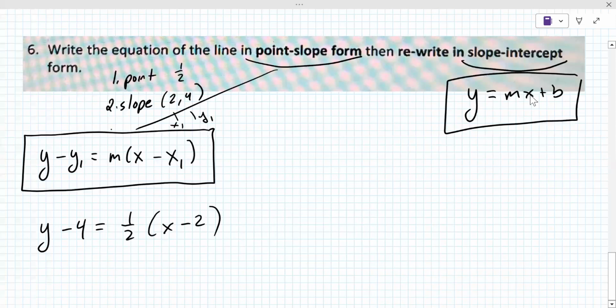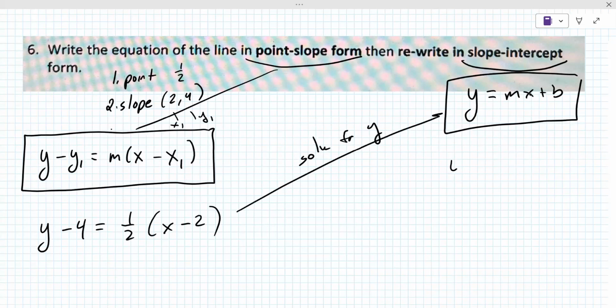So what you can actually do here is, well, there's a couple ways. You can just solve for y. Or, you could also write the slope in here and then use an x and a y to solve for b.